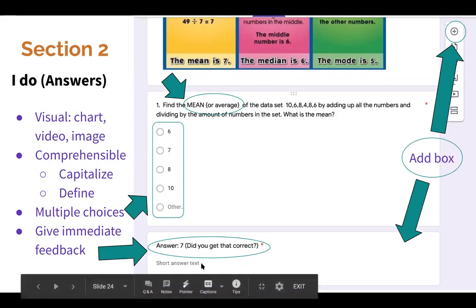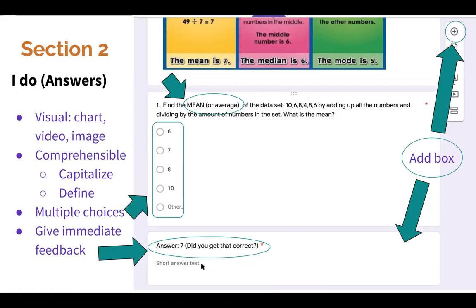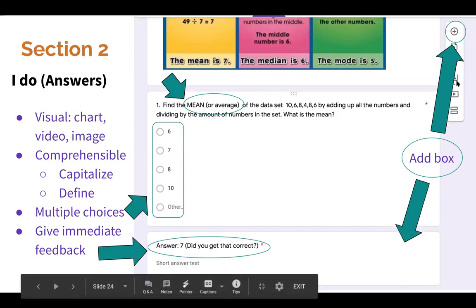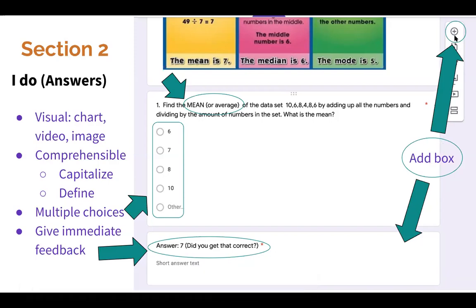If it's no, then you can flag that later for a repeat instruction, or you can have the question asked again. And the other thing here, some people don't know, to add a box is to press this little plus up here.